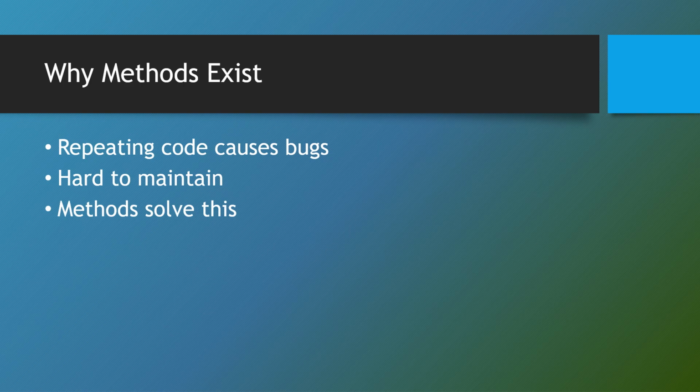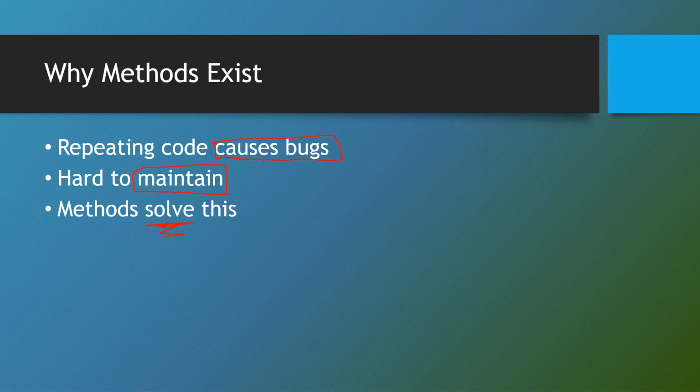Why methods exist. Without methods, code gets repeated. Repeated code means more bugs, harder fixes, messy programs. Methods solve this by letting you write logic once, give it a name, and reuse it anywhere. Professional developers rely on methods constantly.